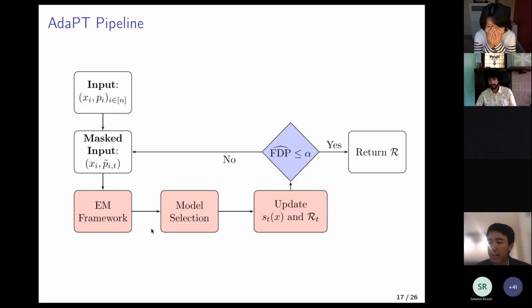And what I didn't have time to talk about is that we can also allow for model selection. Suppose you have different models, or suppose you want to fit a spline model, you want to choose the number of knots, you can still do that. And once you get the local FDR estimate, you update the threshold and the rejection set, and you check if the FDP is below alpha. If no, you go back and iterate. Otherwise, you return this rejection set. So that's the procedure.